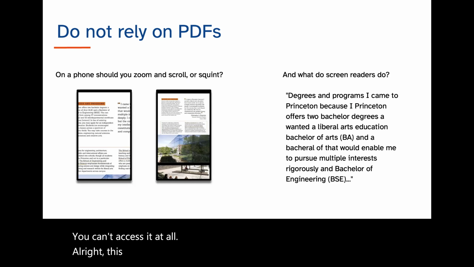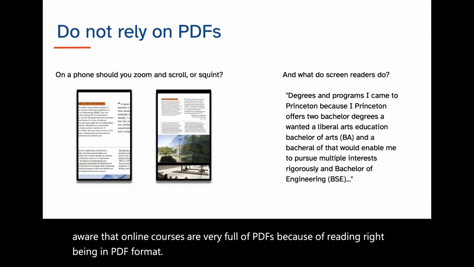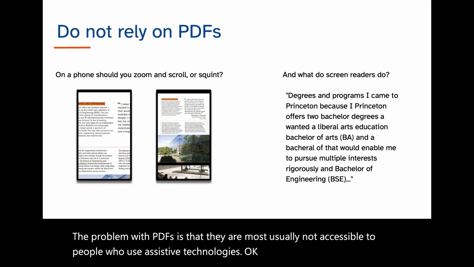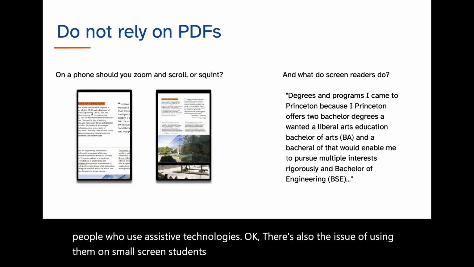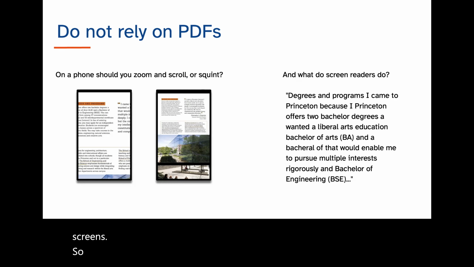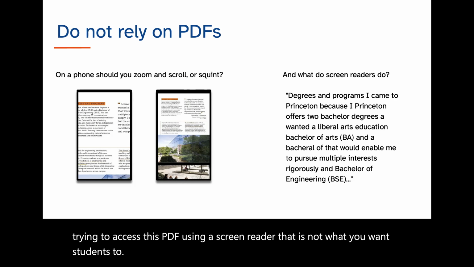All right, this is going to cause a little bit of controversy because I am well aware that online courses are very full of PDFs because of readings, right? Being in PDF format. The problem with PDFs is that they are most usually not accessible to people who use assistive technologies. Okay, there's also the issue of using them on small screens. Students do use their phones and other small screens. So on one side of this slide, you can read the gibberish that results from trying to access this PDF using a screen reader. That is not what you want students to be reading. Dr. Pinder.